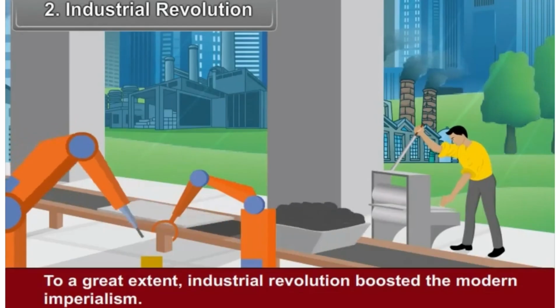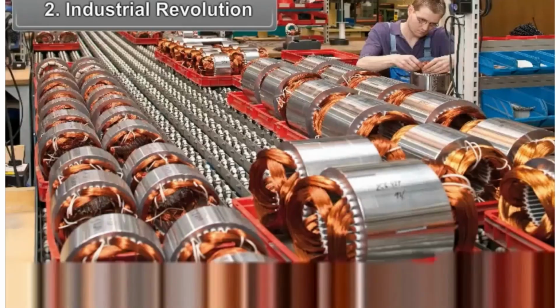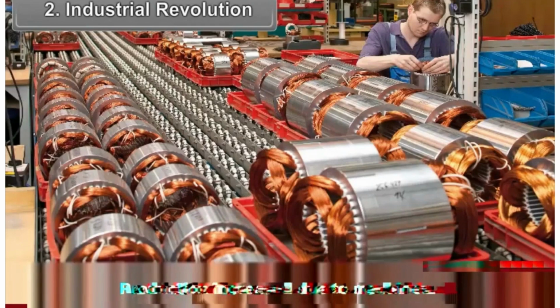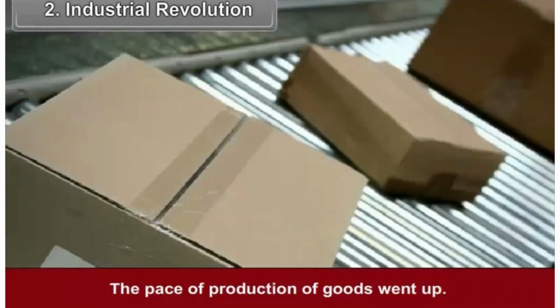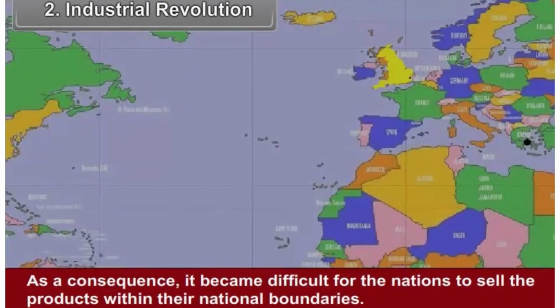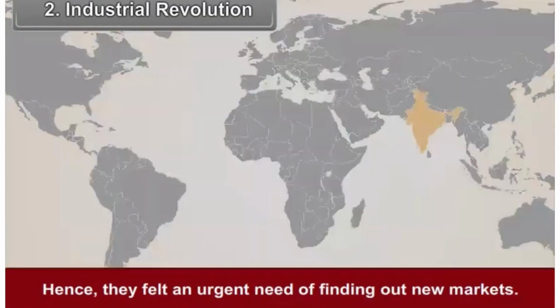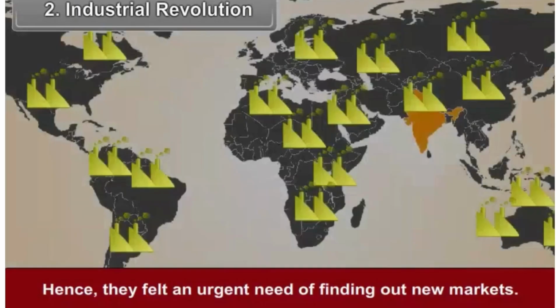Second, Industrial Revolution. To a great extent, the Industrial Revolution boosted modern imperialism. Production increased due to machines. The pace of production of goods went up. As a consequence, it became difficult for the nations to sell the products within their national boundaries. Hence, they felt an urgent need of finding new markets.